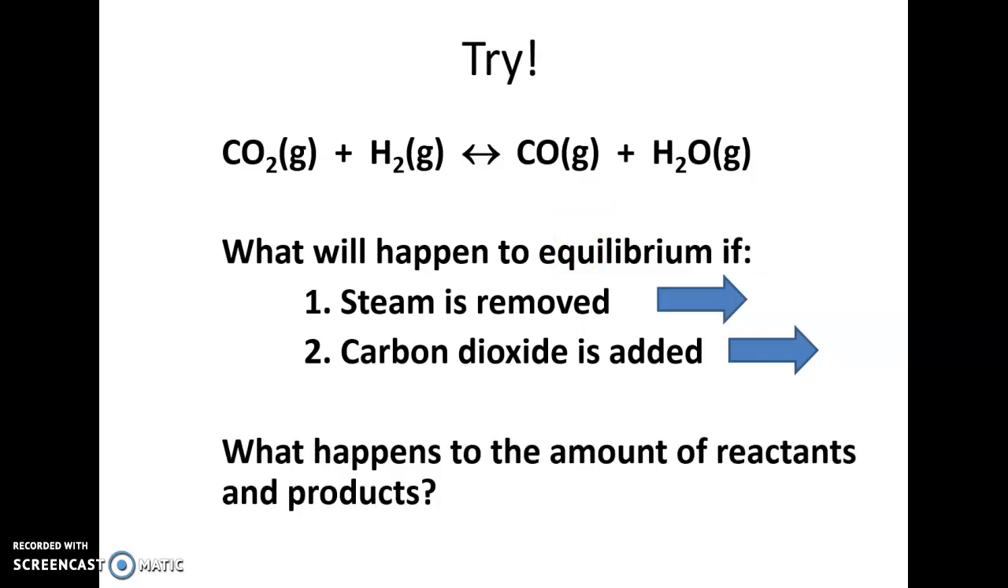All right. What would happen to the amount of reactants and products if this were to occur? So if it's going forward, that means I'm making product. So the amount of product would increase. In order to make the product, the reactants have to react. So that means they're going to be used. Reactants will be used to make products. So the reactants will decrease.